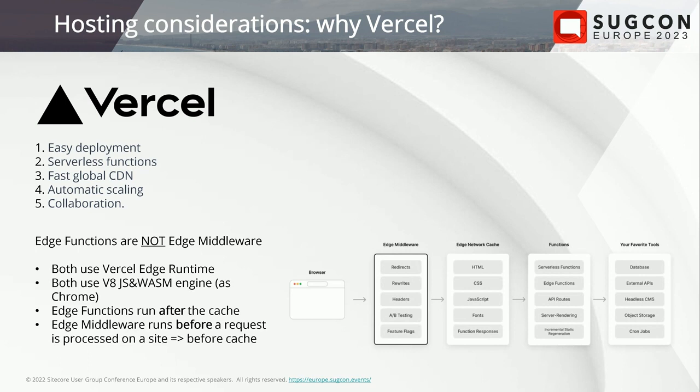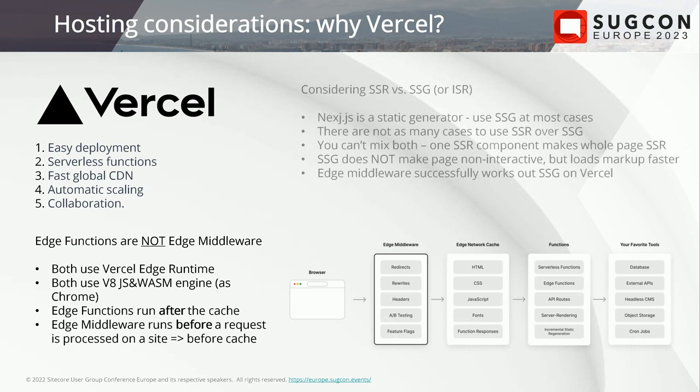Middleware code executes before a request. Based on the request, you can modify the response. Because it runs before the cache, using middleware is an effective way of providing personalization to statically generated content. Depending on the incoming request, you can execute custom logic, you can rewrite, redirect, you can add headers, and so on.